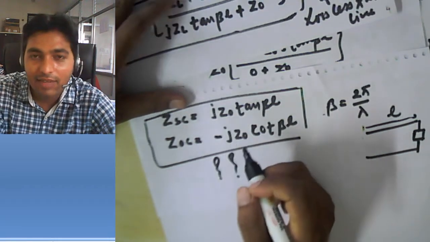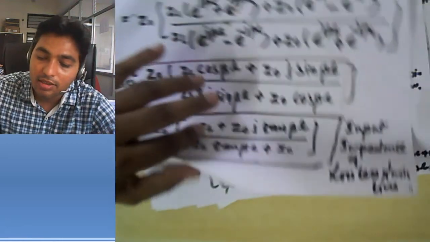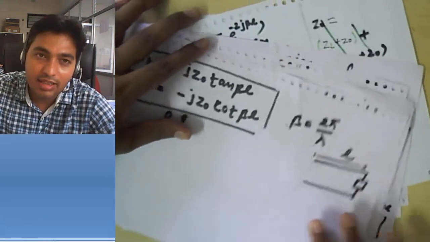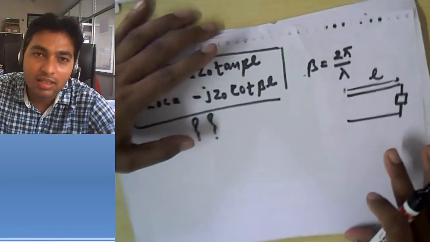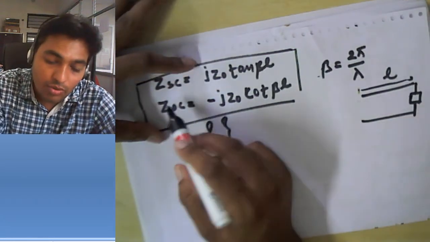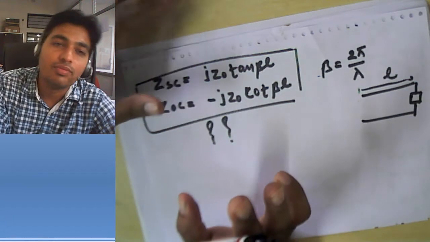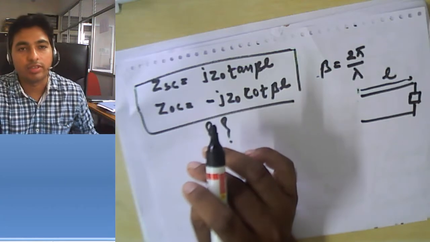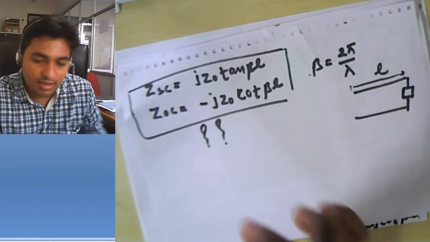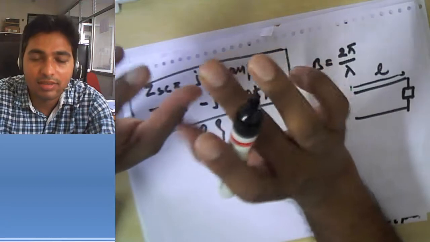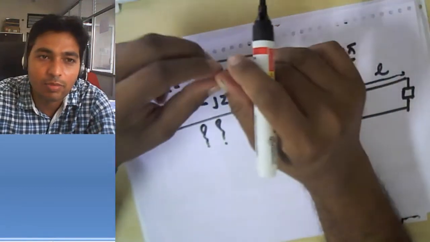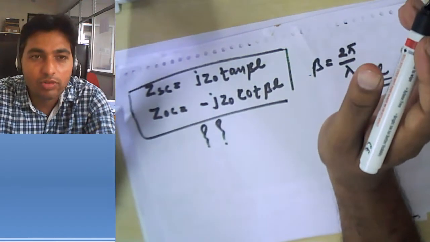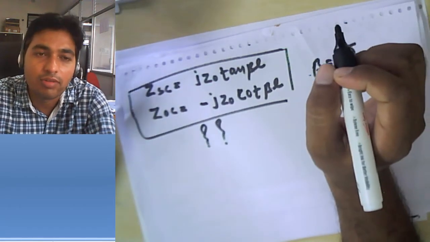So if we have an open circuited or a short circuited transmission line, we will always get an imaginary impedance. The next thing is, let us take some length of transmission line which is either open circuited or short circuited, and I want to find out what kind of impedance it offers.